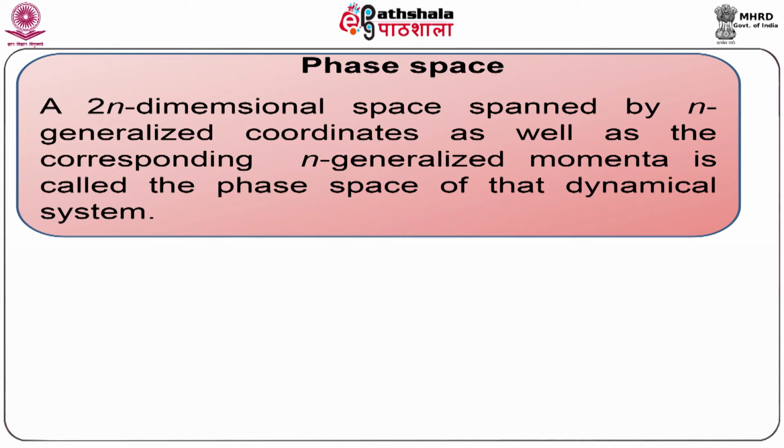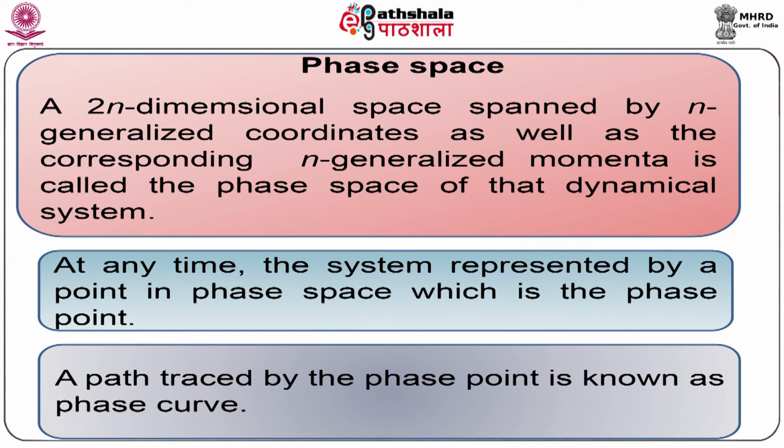On the other hand, the phase space is spanned by the generalized coordinates as well as the generalized momenta. A 2n dimensional space spanned by n generalized coordinates as well as the corresponding n generalized momenta is called the phase space of that dynamical system.